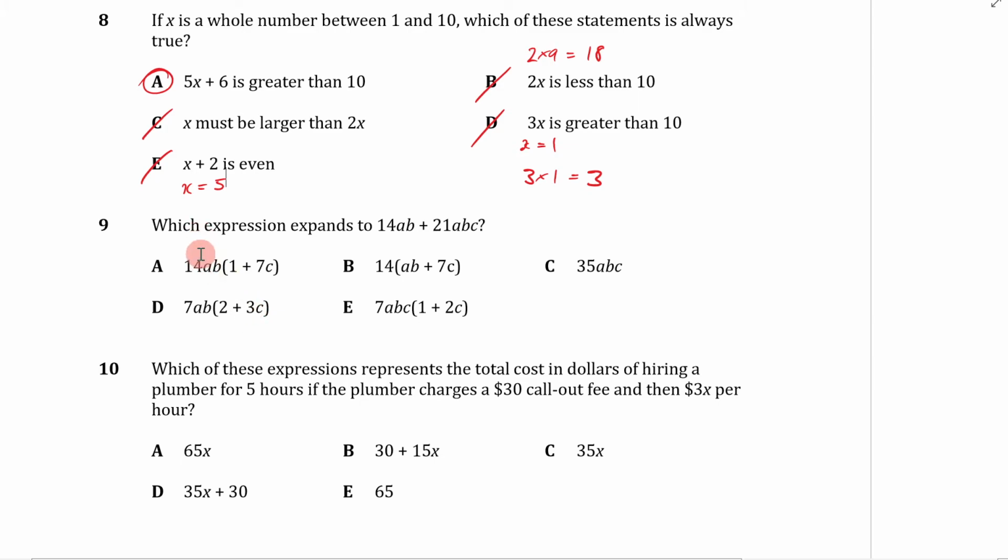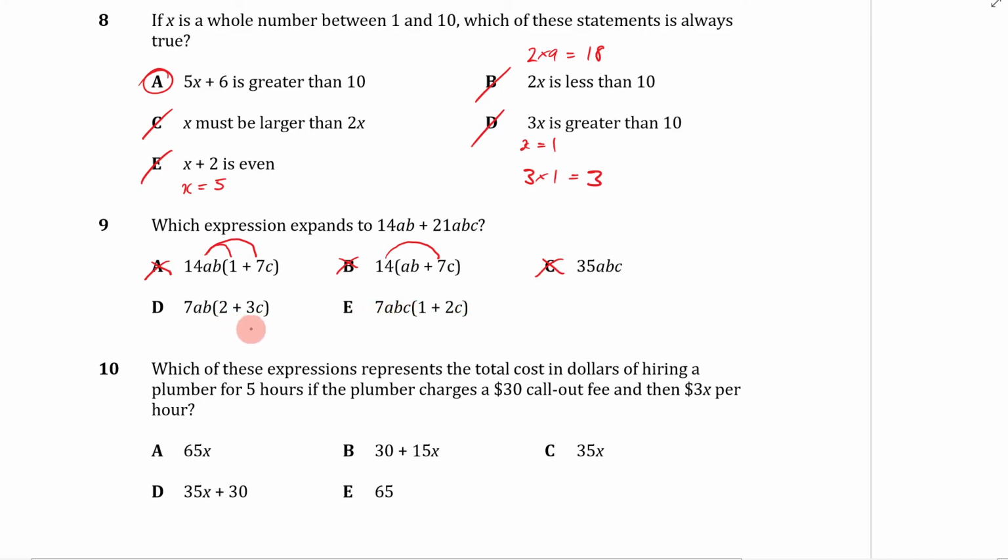Okay, next. Which expression expands to this right here? Hopefully you can just see it by looking at it. You might have to go one by one if you're struggling with it. Like for instance here, 14ab times 1 is 14ab, but then what's 14 times 7? Is it 21? No, it is not. This one, again, we've got 14 times 7. That's not 21. Here, this is just 35abc.